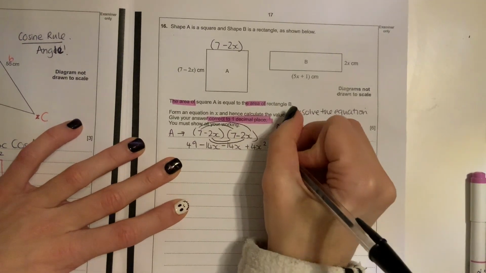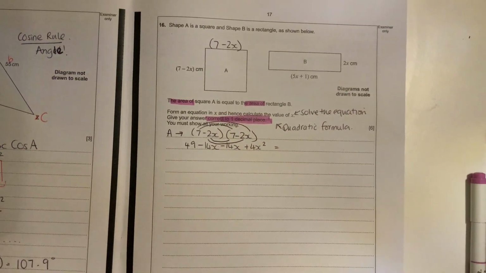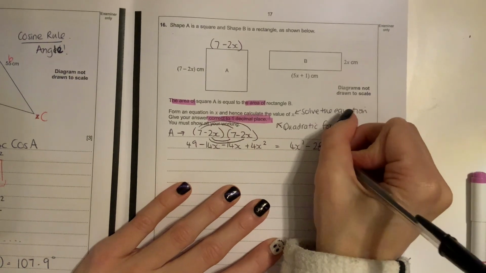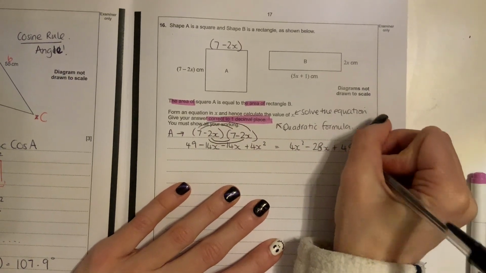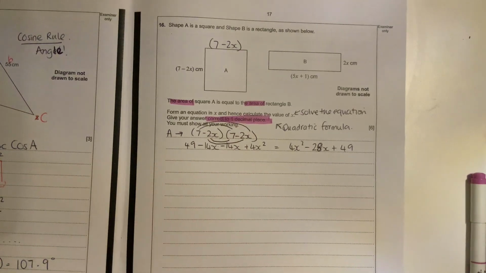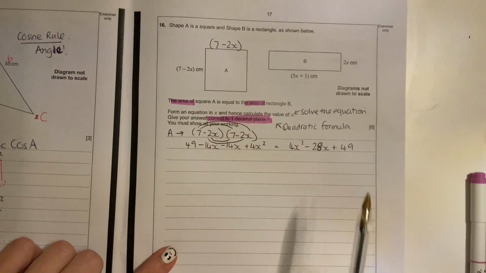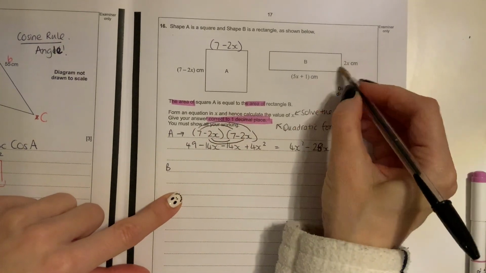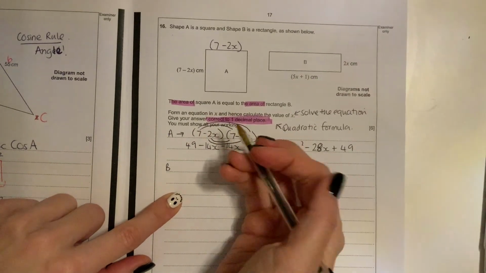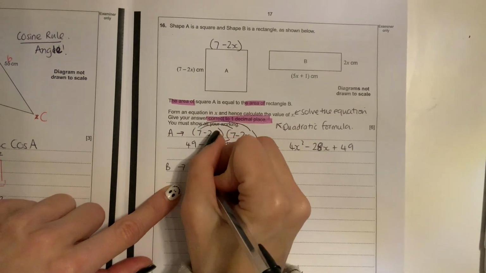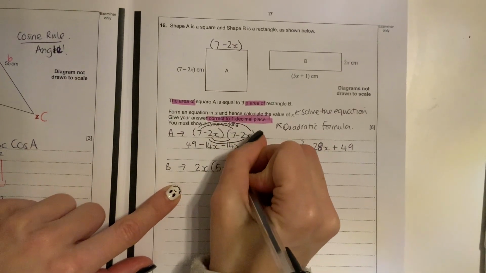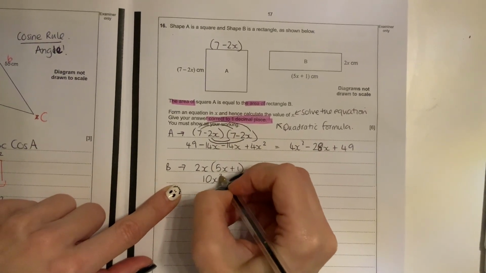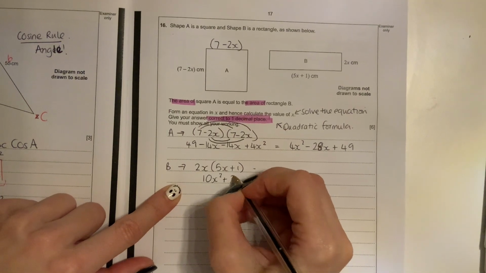So I simplify. I'm going to rearrange it because I don't like it in that form. So I like 4x squared, take away 28x plus 49. So that's what I get when I multiply that bracket out. So that's my area of the square. Okay, let's have a look at the rectangle. So I've just got to multiply these two things together. So I've got 2x multiplied by 5x plus 1. So 2x times 5x is my 10x squared. 2x times 1 is 2x.